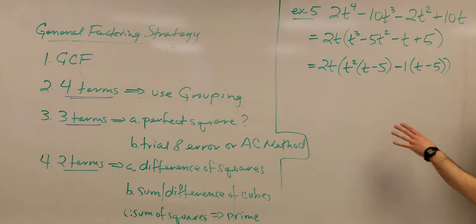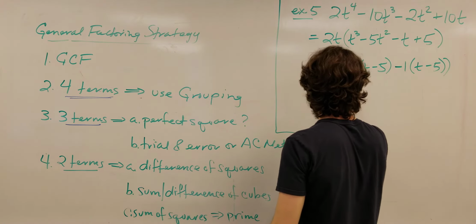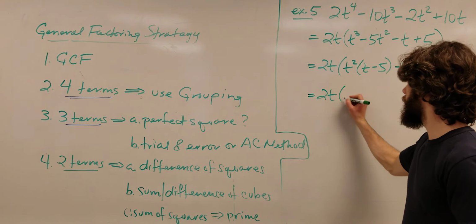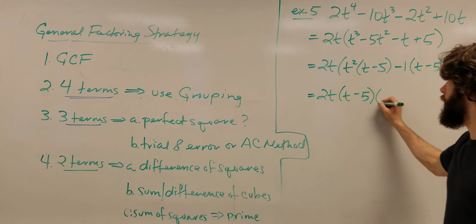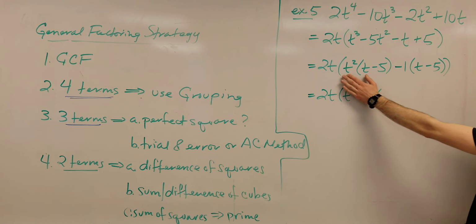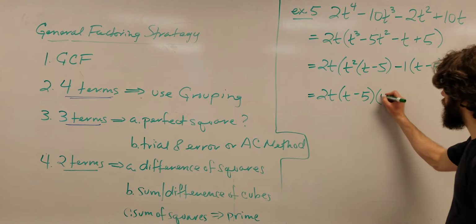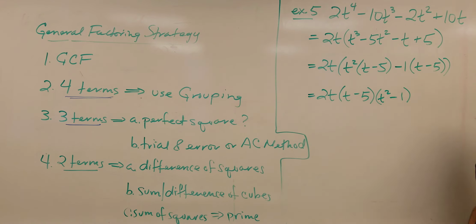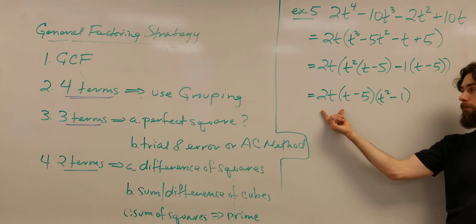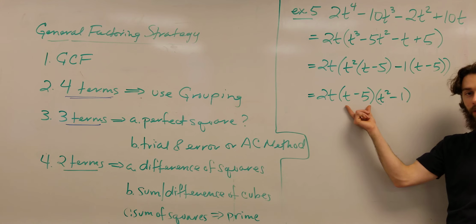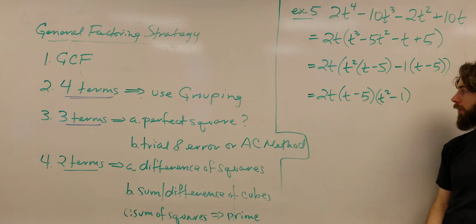Okay, so now we would do the second step of grouping, factor out the t minus 5. So we have 2t times t minus 5 times, okay, what's left over? t squared minus 1. Okay, are we done with this? So, what do you notice about one of these factors? 2t is about as simple as it can get. t minus 5 is as simple as it can get. Only a power of 1 there.